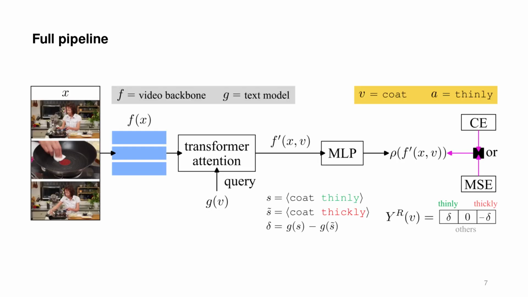Let's now have a look at our full pipeline. We have a pre-trained video backbone which we use to extract video embeddings. We perform transformer attention to attend to the relevant parts of the video. For this, we use a text embedding as query. This text embedding is obtained with a text model that was jointly trained with the video model. Both the video backbone and the text model are pre-trained and we don't fine-tune them. We feed the projected features from the attention model to a shallow MLP, which we train with the mean square error loss using the regression target we just saw.